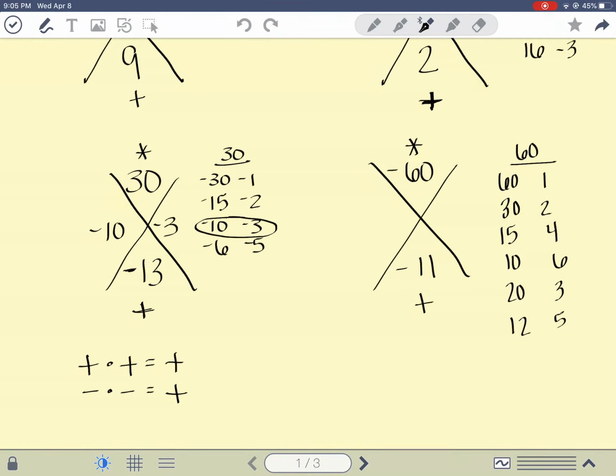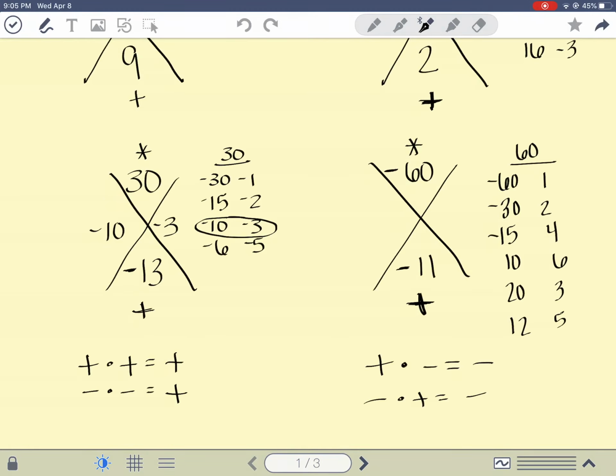Think that might, nope, and then 12 and 5. There we go. All right, so when I'm looking, I want to multiply to a negative. So again, it's got to be a positive times a negative to get a negative. Doesn't matter which order, it's a positive times a negative to get a negative. So we need to figure out, do we have more positives or more negatives here?